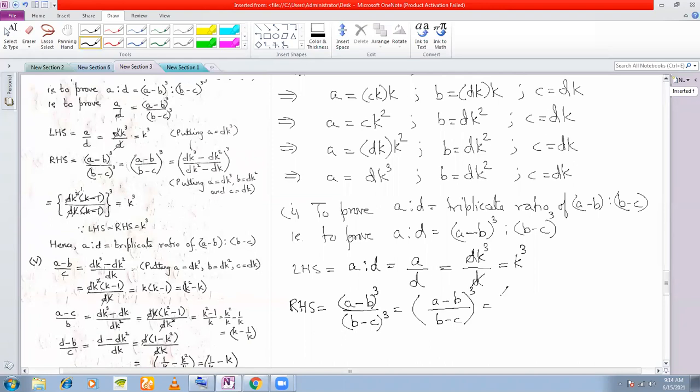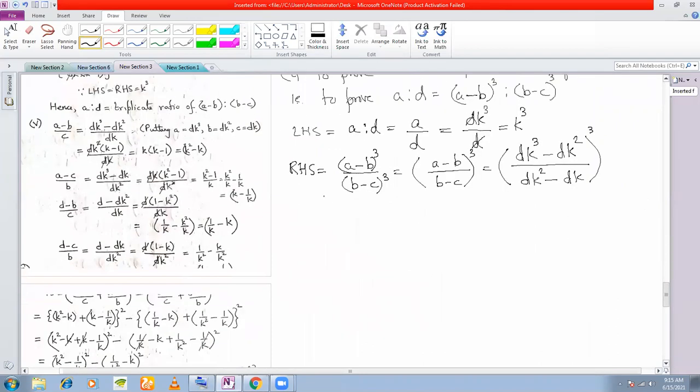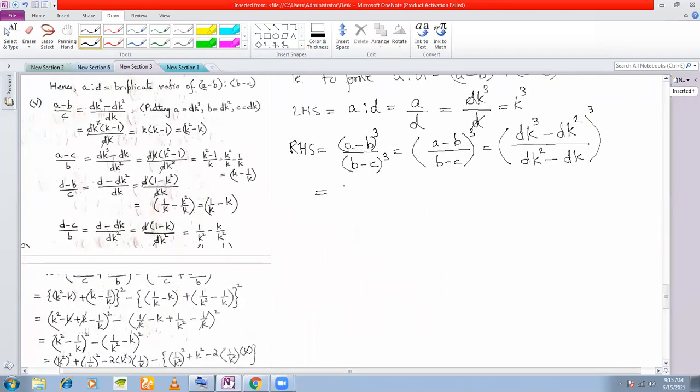Whole cube. Now put the value of A here. A is dk cube. B is dk square. And C is dk. And do not forget the cube. Simplify the expression within the brackets first.